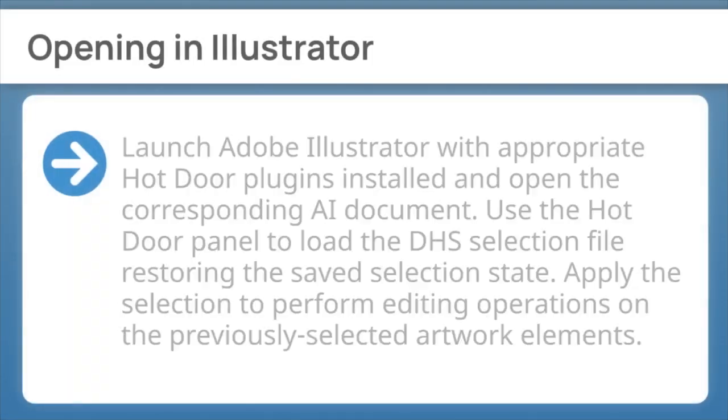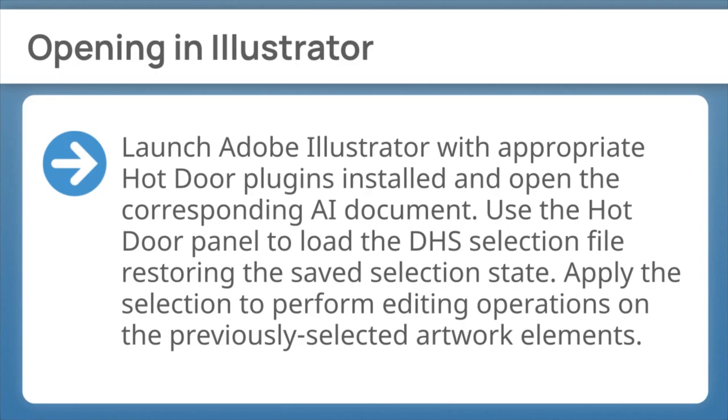First, opening in Illustrator. Launch Adobe Illustrator with appropriate Door plugins installed and open the corresponding AI document. Use the Door panel to load the DHS selection file, restoring the saved selection state. Apply the selection to perform editing operations on the previously selected artwork elements.